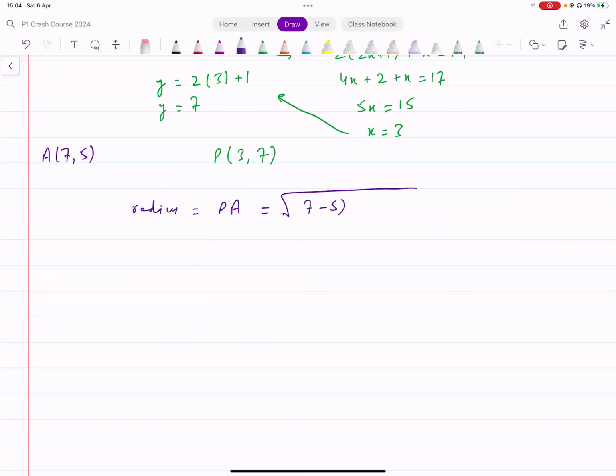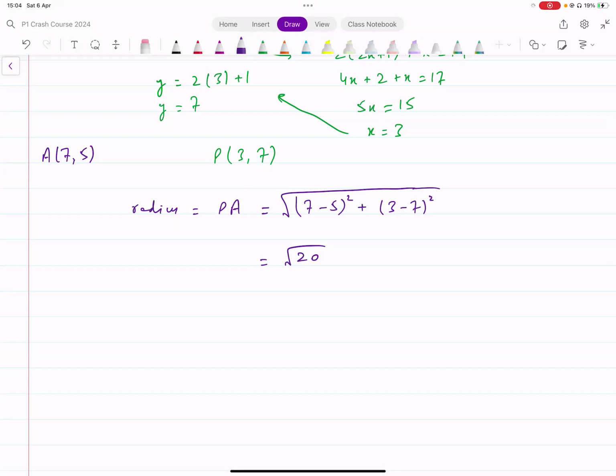7 minus 5 whole squared plus 3 minus 7 whole squared. x2 minus x1 whole squared plus y2 minus y1 whole squared. Take square root of that whole thing. What does that give you? 4 plus 16, that's 20. Square root of 20, that's the radius. That's what we were looking for.